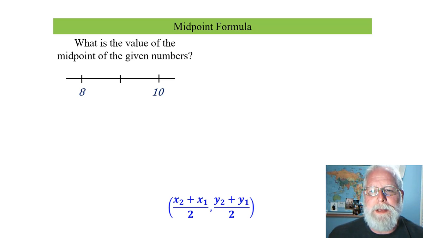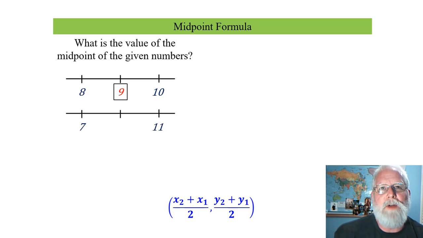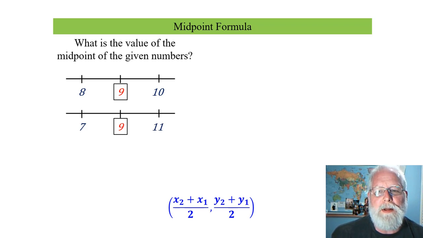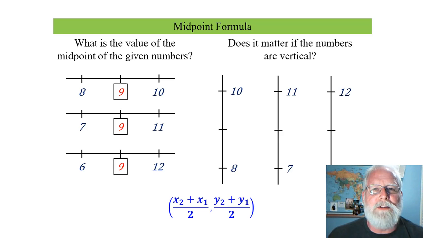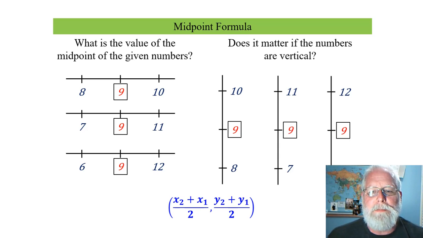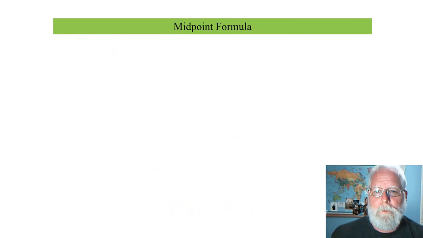What's the average between 8 and 10? Well, it's 9. 8 plus 10 is 18, 18 divided by 2 is 9. If I do the same thing with 7 and 11, it's going to be 9 also. So all we're doing is finding the average of the x's and the average of the y's, and that's going to give us the midpoint. So that's an easy way to remember this formula.